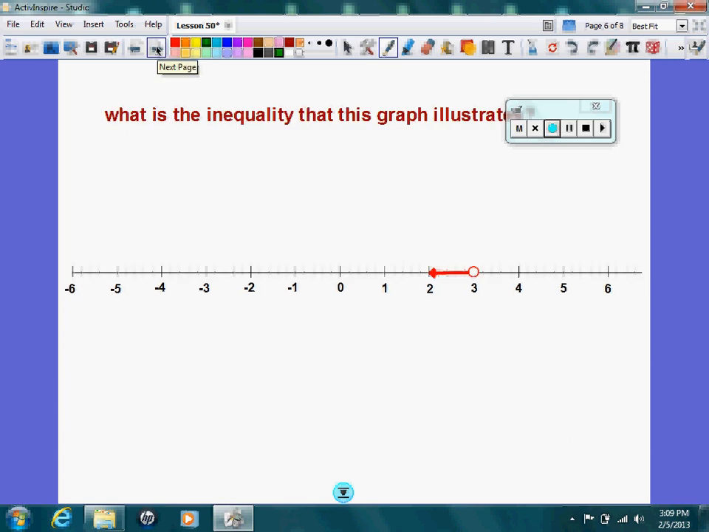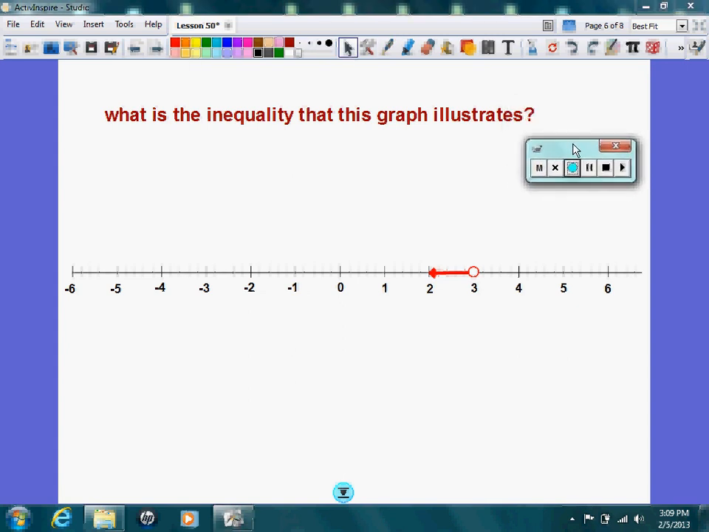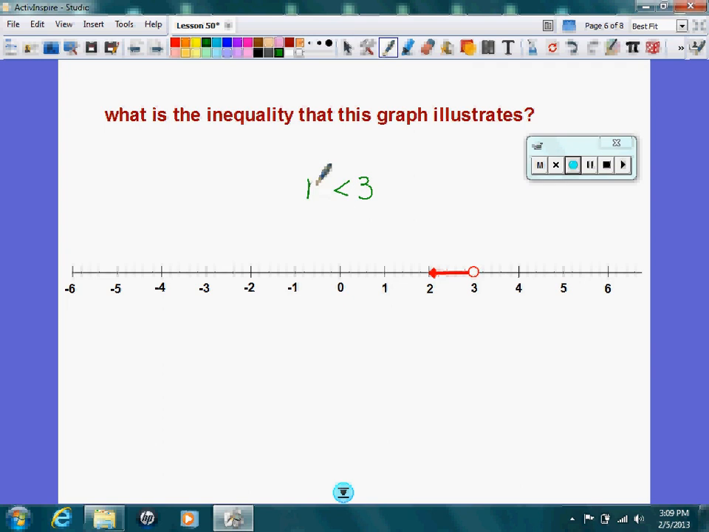Now let's write the inequality that this graph illustrates. Let me move that a little bit so you can see. Okay, what does this graph illustrate? Well, here's our dot. What kind of dot is it? It's a hollow dot. So it's 3, but it's less than 3. Can it be equal to? No, it can't be equal to it because it's a hollow dot. Less than symbol goes like this. So we could say n, or some variable, is less than 3.